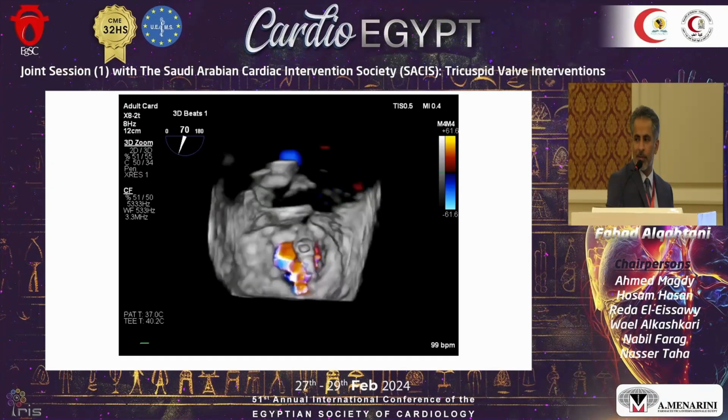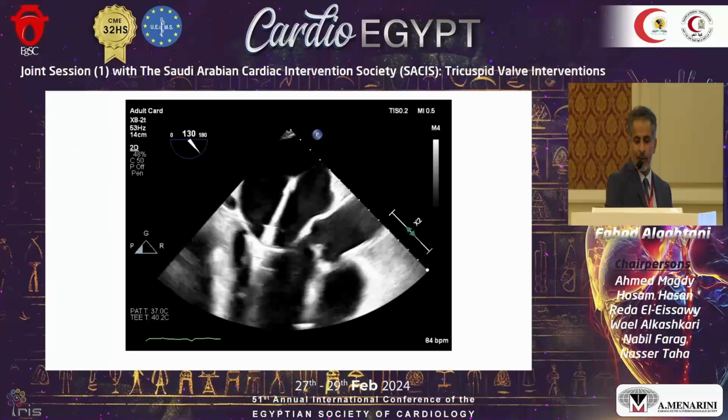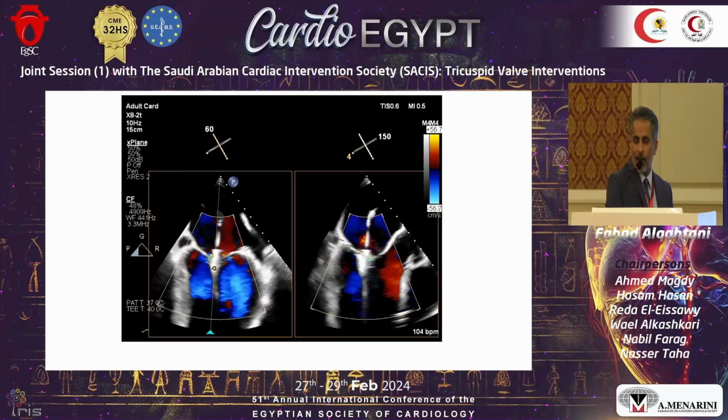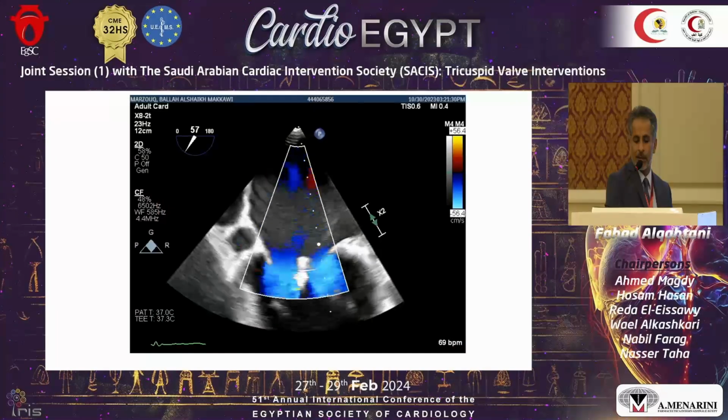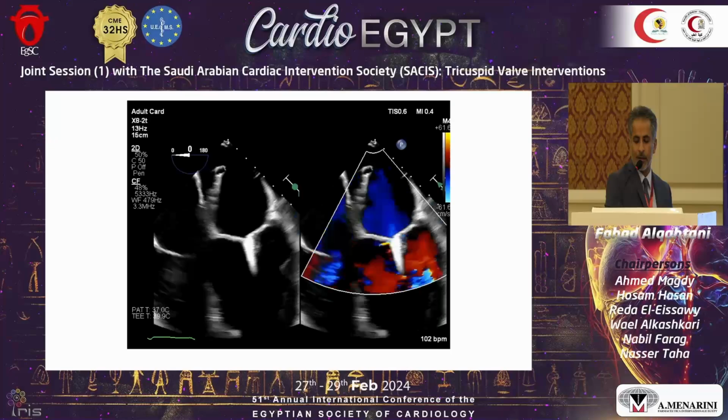inside. We split the jet into 2, going inside, and you can see the clip and the leaflet sitting nicely on the clip, ready to be grasped. We just push the grasper and have a good result with this. Ended up with only very mild mitral regurgitation.